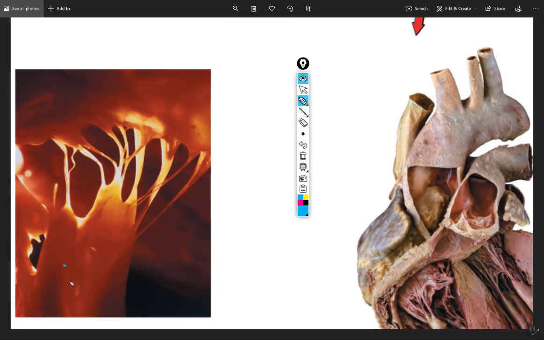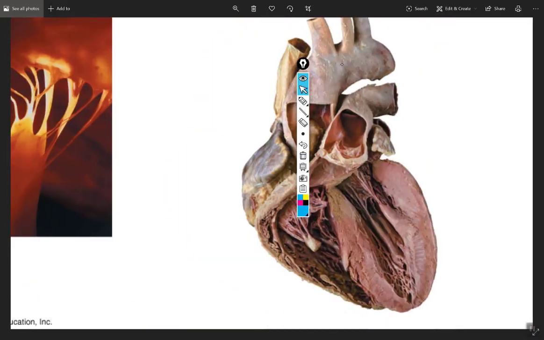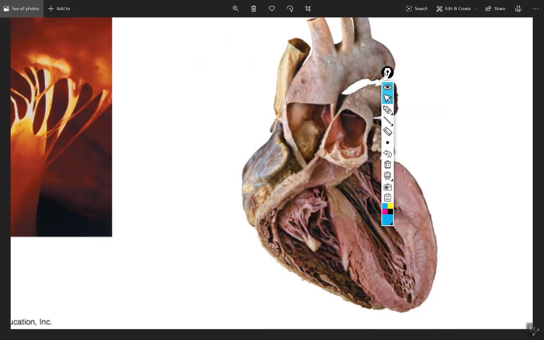So the papillary muscle is here. Let me just give it a nice little outline there. And then all of these beautiful things are the tendinous cords. So, as you can see, they do actually exist. So let's move over here and check out the cadaver heart.